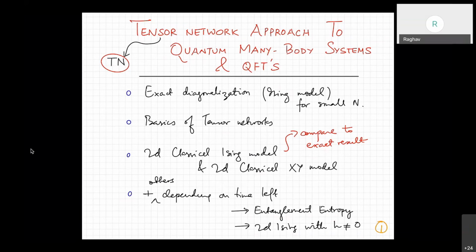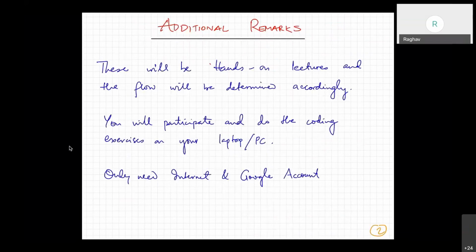Okay, some additional remarks. As I already mentioned, these will be hands-on lectures and the flow will be determined accordingly, hopefully. You will have to participate and do the coding exercises, because I think it's important that at the end of two lectures we learn something, and most of you can attempt to code even after these lectures, so that you become self-proficient in tensor network coding at least. So we have to do that as we go along. You have to participate and do it on your laptop or PC. We need internet and a Google account.